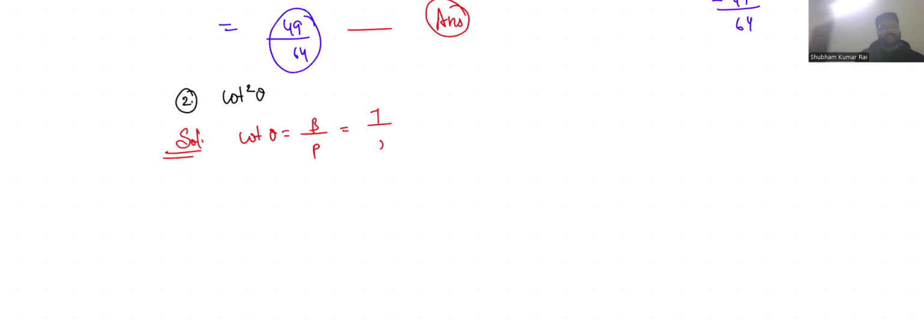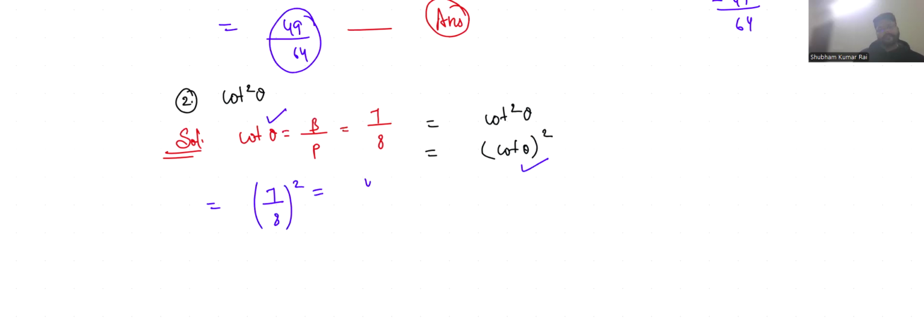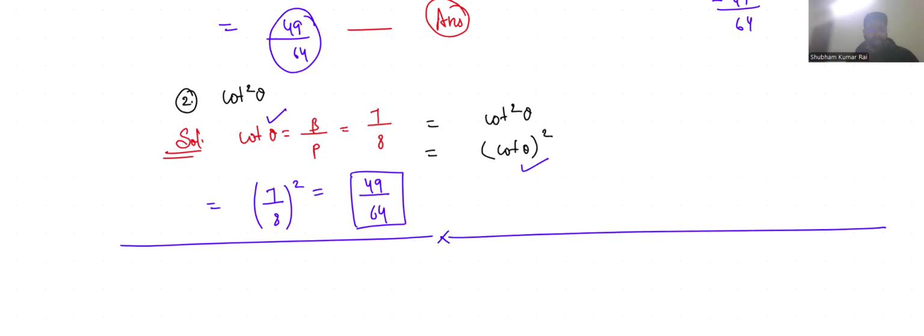But here the question says that it is square. So it will be cot square theta. So it can be written as cot theta whole square, right? If we substitute the value of cot in this one, you will be getting 7 upon 8. If we do the square of this, you will be getting 49 upon 64. So this is your final answer. These are the question type 4 for the trigonometric ratio. We need to just substitute the value and evaluate everything, right? I hope it is very clear to each and everyone.